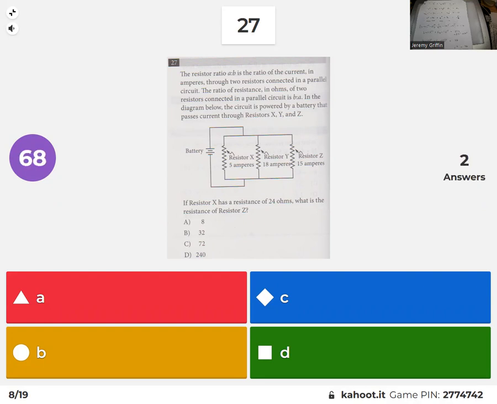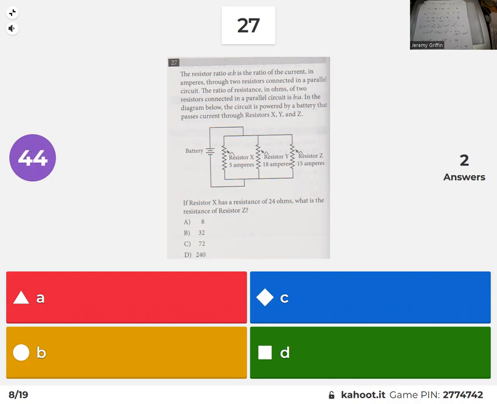The ratio of resistance in ohms of two resistors is B to A. Going through a resistor, the current is A to B, but the resistance is B to A. Kind of makes sense: the more resistance, the less current. In the diagram below, the circuit is powered by a battery and passes through resistors X, Y, and Z. If resistor X has a resistance of 24 ohms, what is the resistance of resistor Z?